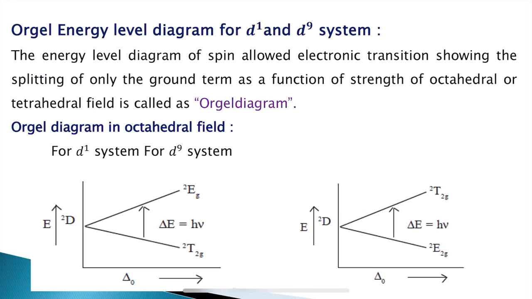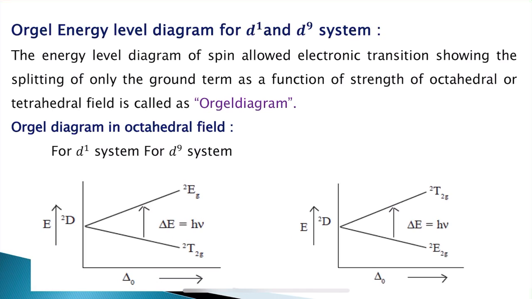And next is the Orgel diagram or Orgel energy level diagram for d1 and d9 systems. So, what are these Orgel energy level diagrams? These are used for the interpretation of spin allowed absorption bands of spectra of crystal field or d-d origin in the electronic spectra of octahedral and tetrahedral metal complexes. These are the diagrams which represent the interpretation of spin allowed absorption bands.